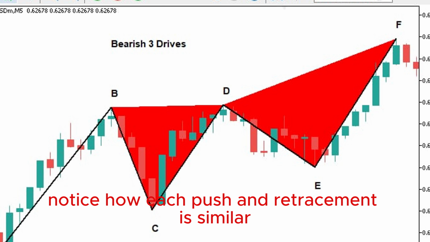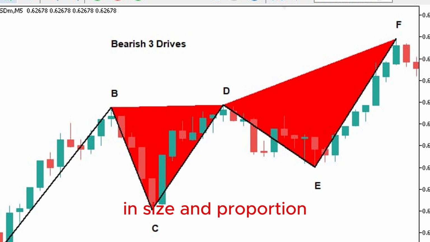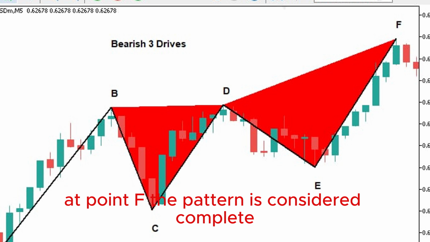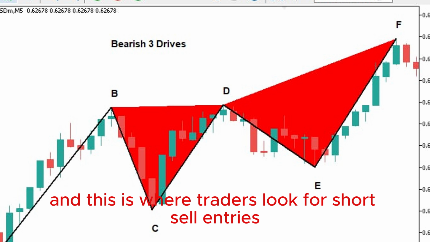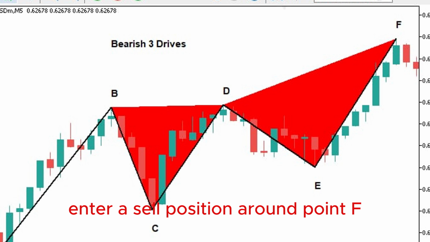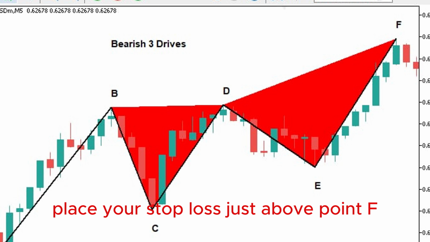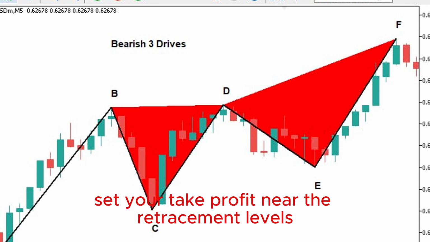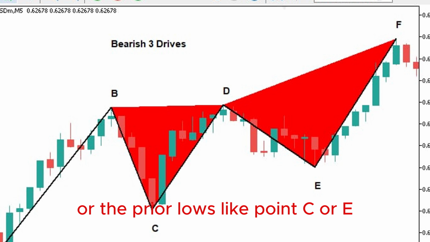Notice how each push and retracement is similar in size and proportion. This is what makes the 3 drives pattern so reliable. At point F, the pattern is considered complete, and this is where traders look for short, sell entries. The trading strategy is straightforward. Enter a sell position around point F. Place your stop loss just above point F to protect against false breakouts. Set your take profit near the retracement levels or the prior lows, like point C or E.